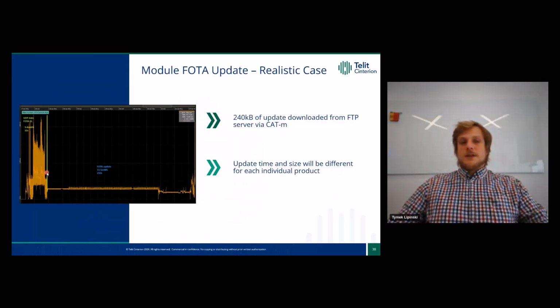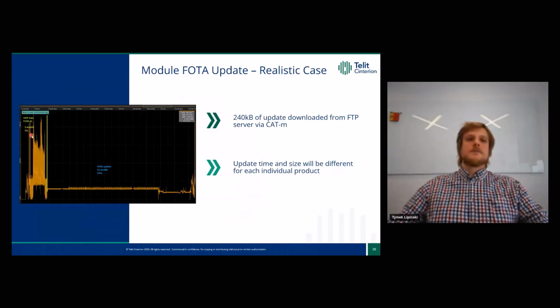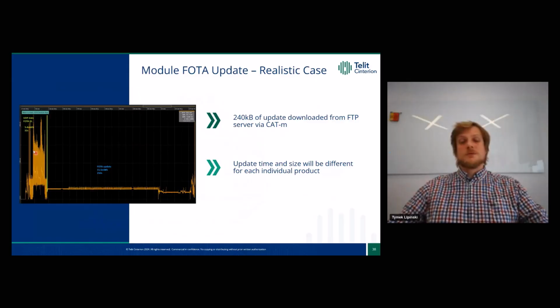Once it finishes the data, it goes into update. This part, the FOTA download, took 32 seconds to get 240 kilobytes from the server, and it used 3.4 milliwatt hours. Whoa, that's almost 4 to 5 days of our battery lifetime just to download 240 kilobytes of data.